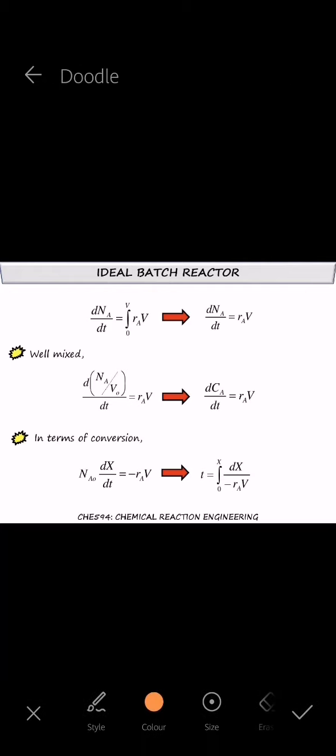Okay, in the previous video lecture, I introduced to you guys the mole balance for a batch reactor, which is to be like this, okay?